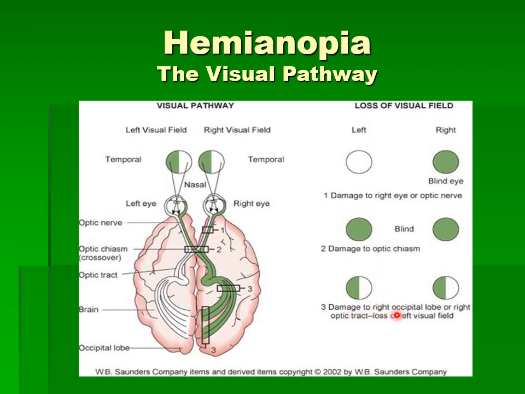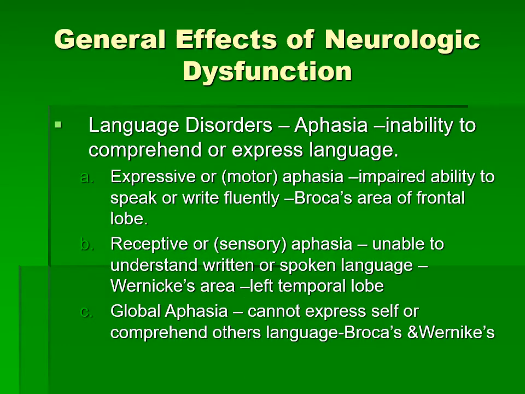If you have damage to the right occipital lobe or right optic tract in this area here, you're going to lose the left visual field because the right hemisphere controls what's coming in from the left side of the visual pathway. So you see here that that left side is lost in both the left eye and the right eye.